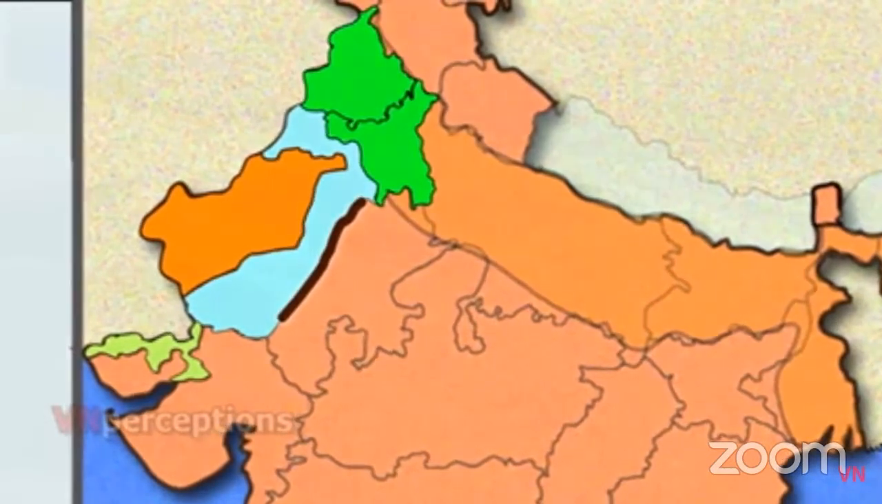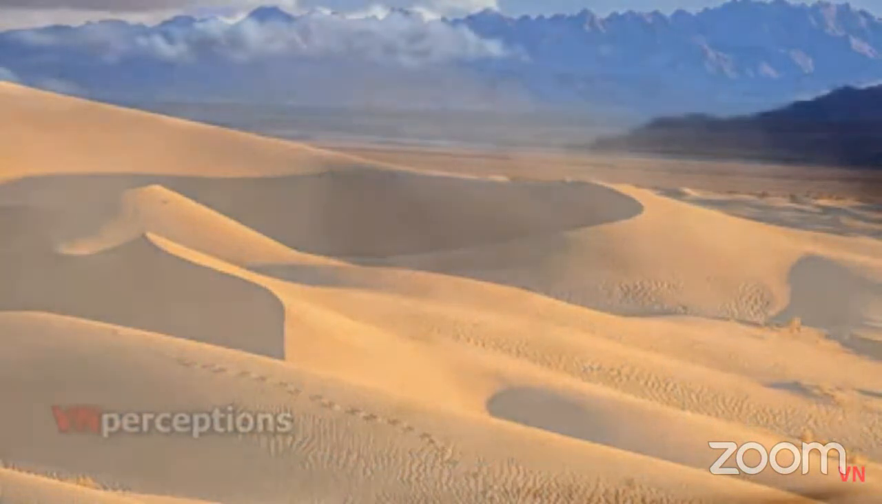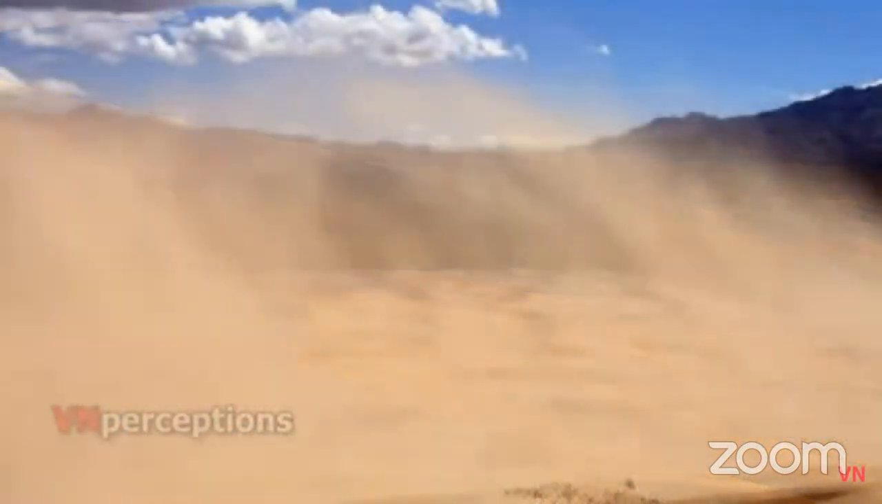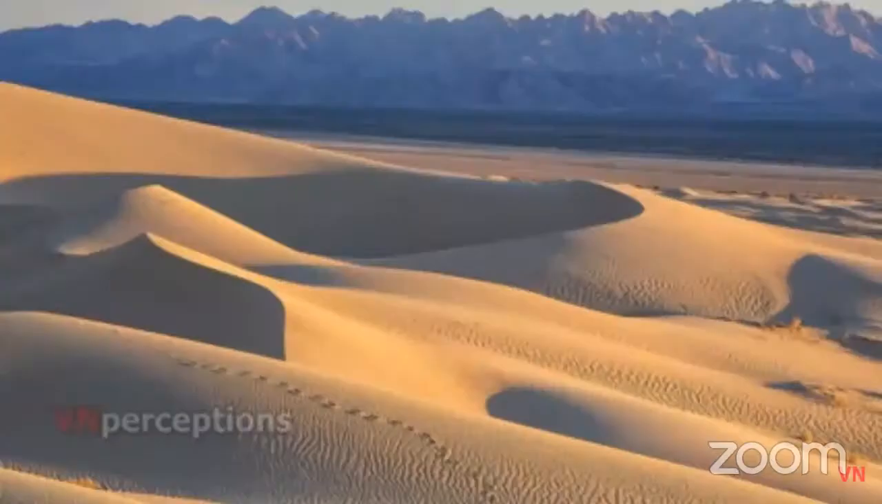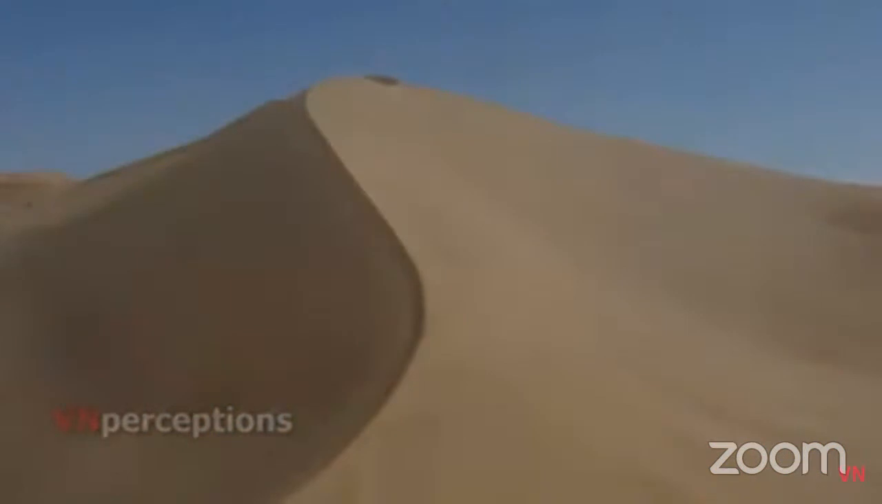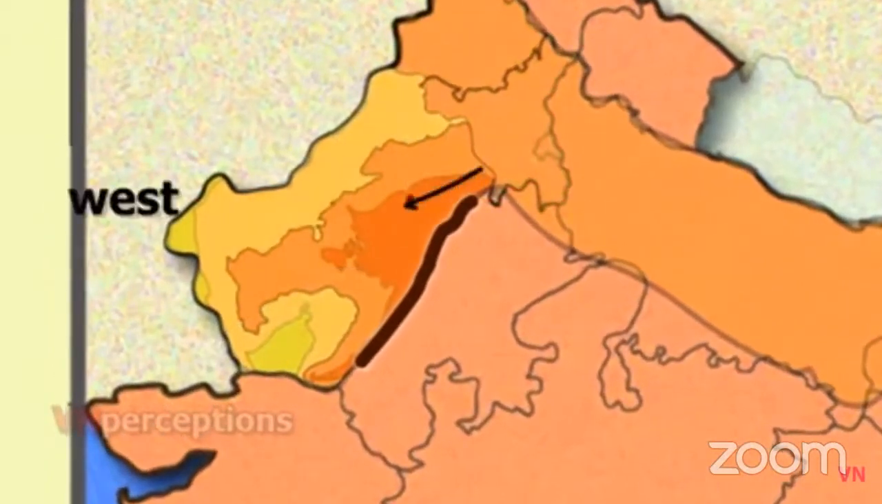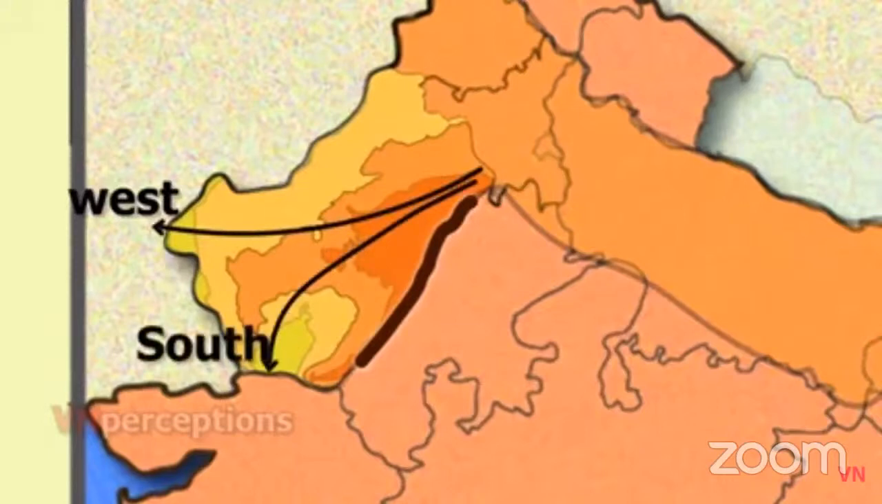This region is now characterized by shifting sand dunes, extreme climatic conditions, sparse vegetation, and thin population. The sand dunes are classified as Seif and Barkhan on the basis of their shape, size, and wind direction. The Rajasthan plain slopes towards west and south.